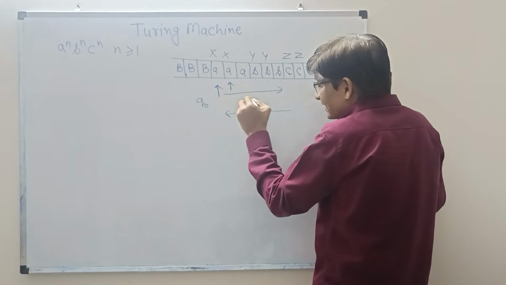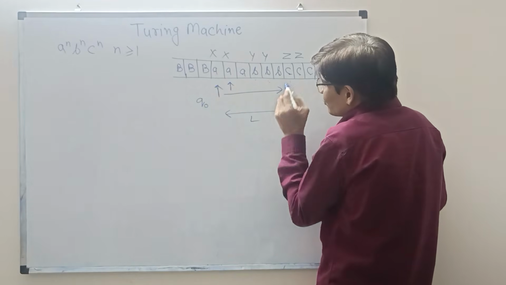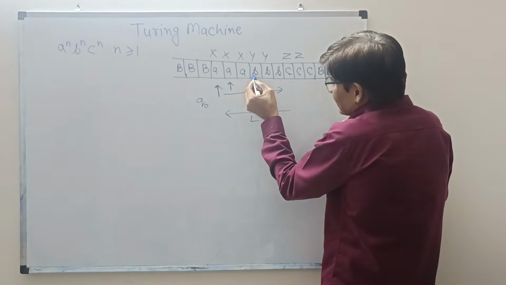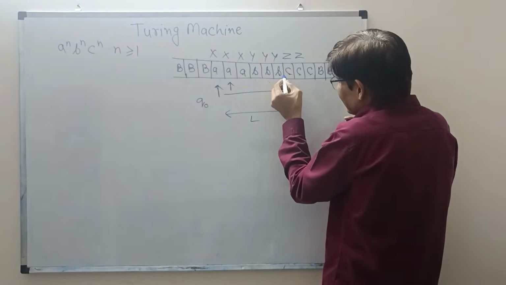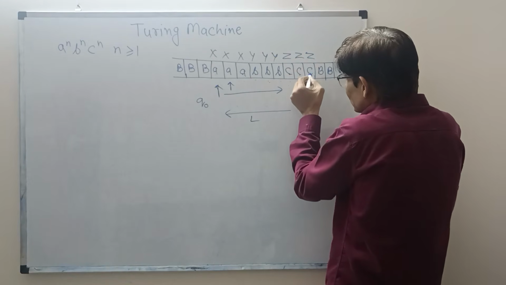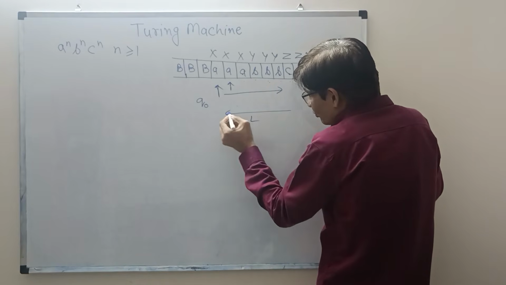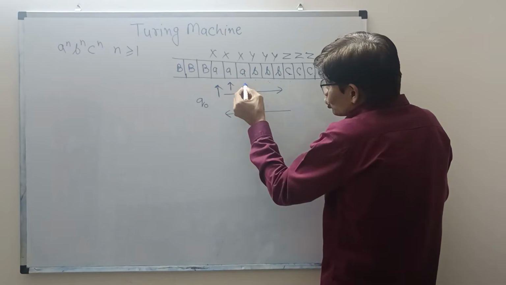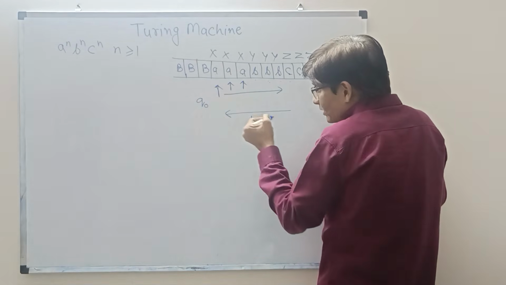At this point you will get X again. When you get X, you will change your state to the initial state again, and you will repeat the same process. This time you will convert this A into X, and then you will skip all these Y's, and you will convert this B into Y, and then you will skip all these Z's, and you will convert this C into Z. As you convert this C into Z, you will reverse the direction of your movement. You will move in the left direction now and search for X. At this point you will get X, and you will change your state to q0 again.